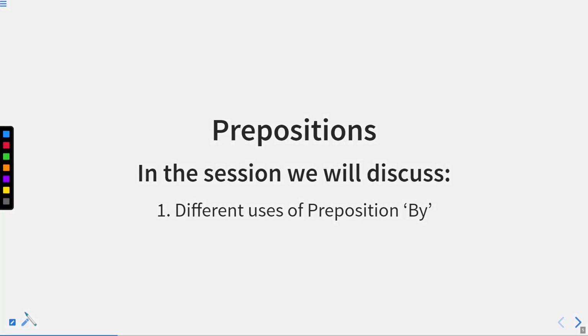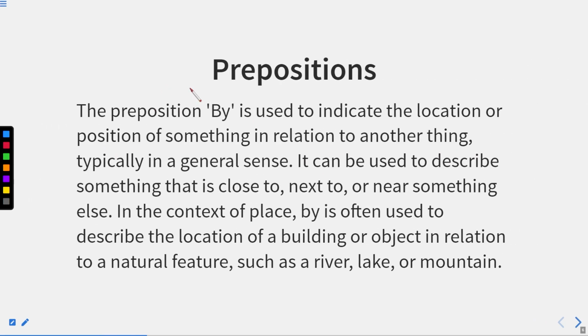So let me take this pen over here. Ready to learn preposition by. Well, the preposition by is used to indicate the location or position of something in relation to another thing. Here not only the location is shown, but the location in relation to another thing is shown. In a general sense, it can be used to describe something that is close to, next to, or near something.